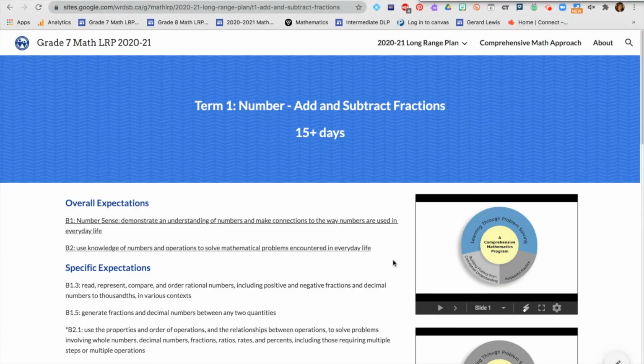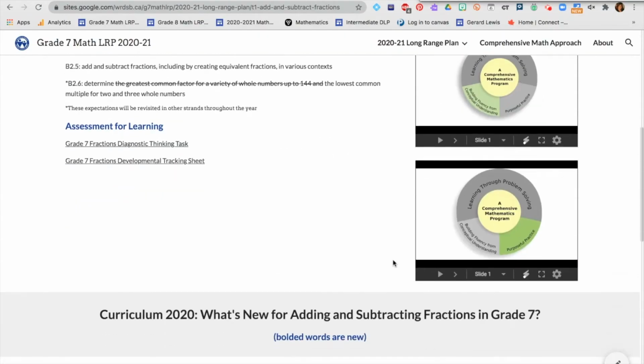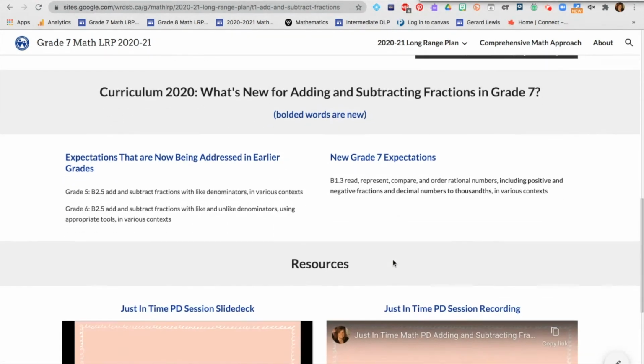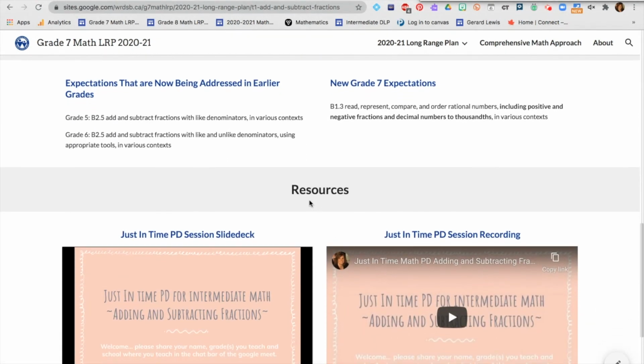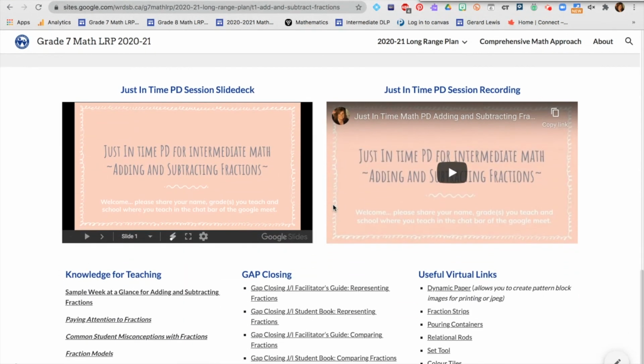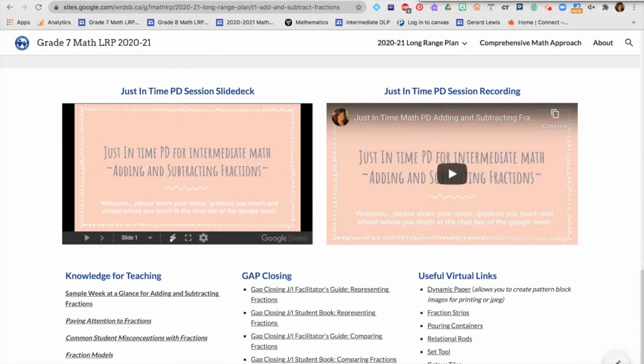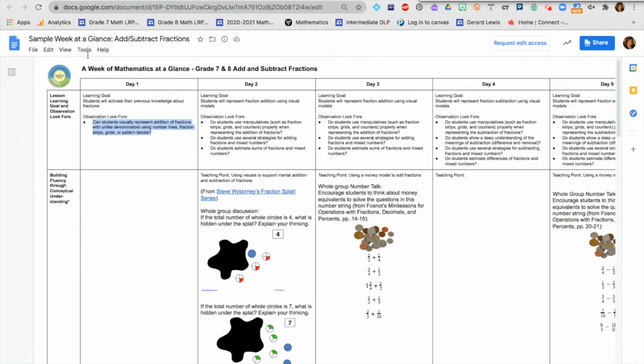Okay, so Learning Support Services has created this most amazing long-range plan resource. But how do I even begin to start planning for this topic? Well, as luck would have it, a sample first week at a glance can be found in the resource section under Knowledge for Teaching. Enjoy!